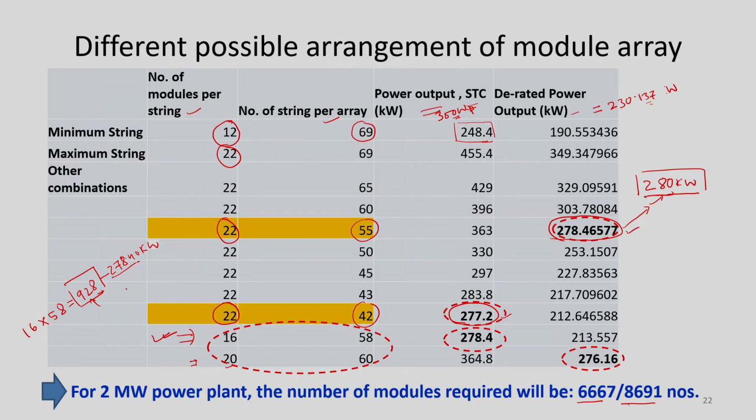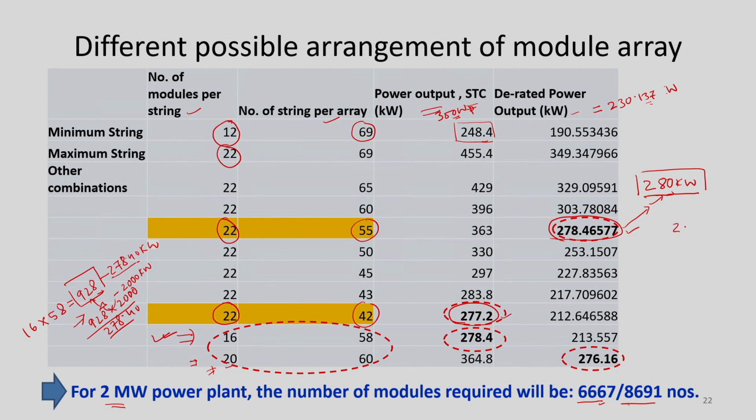Okay. So, for 2000 kilowatt the number of modules required can be easily calculated. This will be 928 multiplied by 2000 divided by 278.4, which is found to be about 6667. In the second case, similarly, we can find that the number of modules required is 8691. Now, for this 2 megawatt power plant, the number of inverters required can also be calculated.